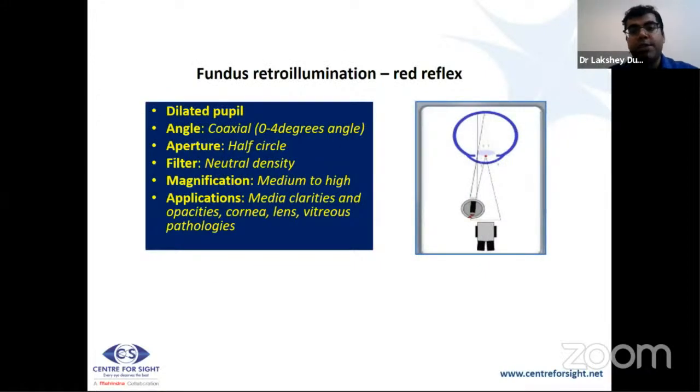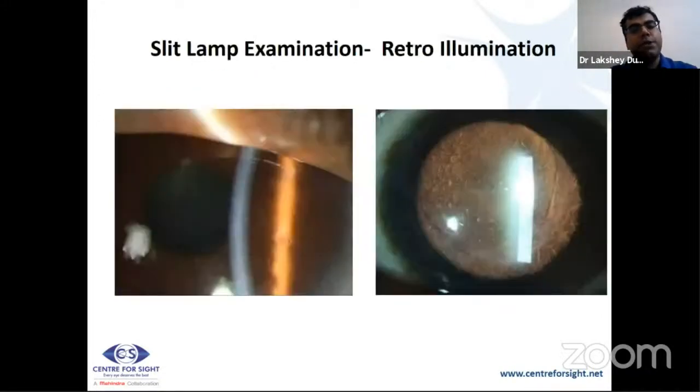Next way of illumination is retroillumination from the fundus, in which you see subtle corneal opacities or scars against red illumination from the fundus.